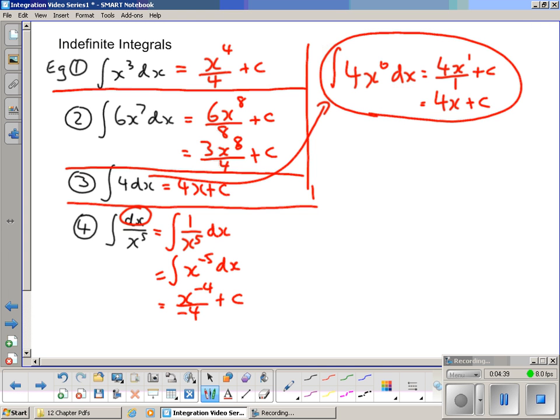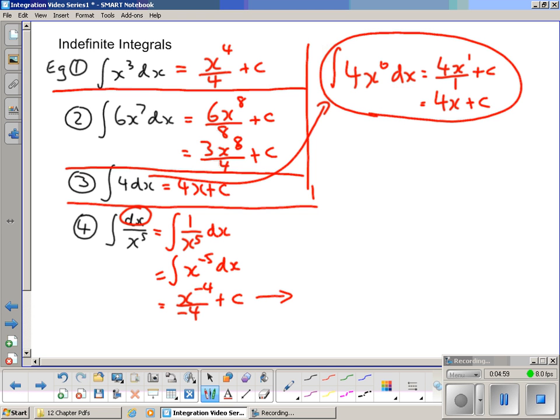Now we also have a bit of an obligation. I might move over here to do it because I've run out of a bit of space here. But we have an obligation to turn our answer into as close as possible a format to our question. So we started off with a fractional indice and not a negative indice.